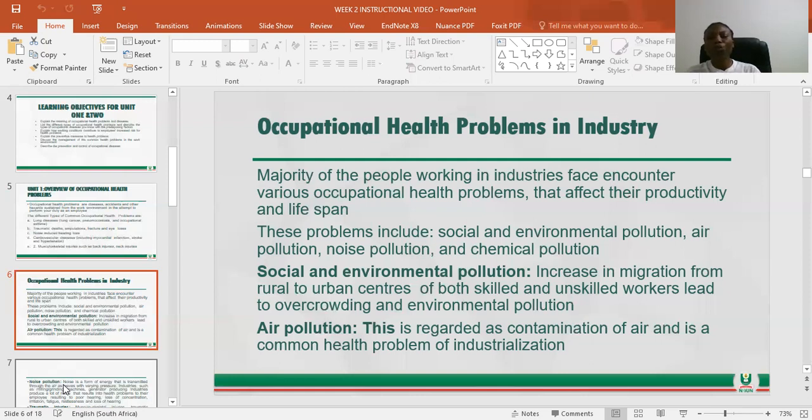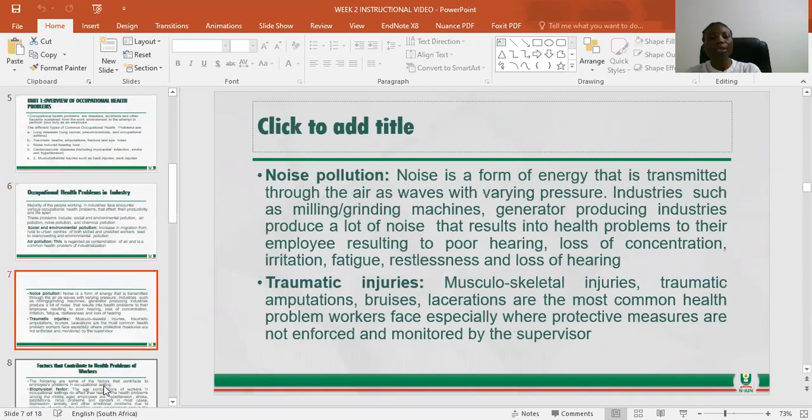So we also have air pollution. You've mentioned it earlier on. You said it is a contamination of the air. When an individual is at work and is breathing in, the air is not pure. So the person is breathing in air that has chemicals, that has pollution. So at the end of the day, because of the environment you find yourself working in, the air you're breathing in is affecting your health. We also mentioned noise pollution.